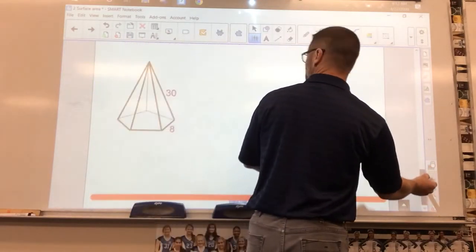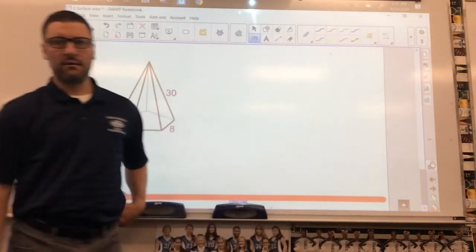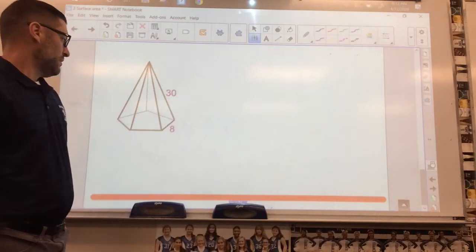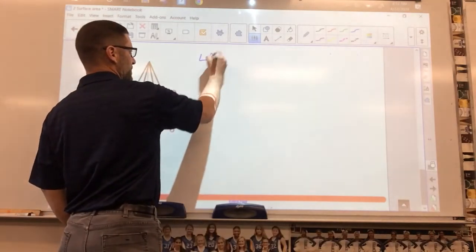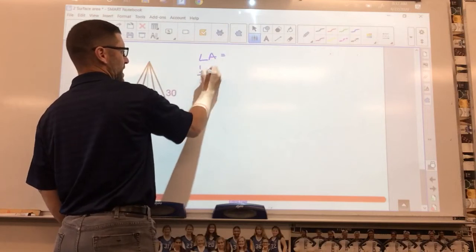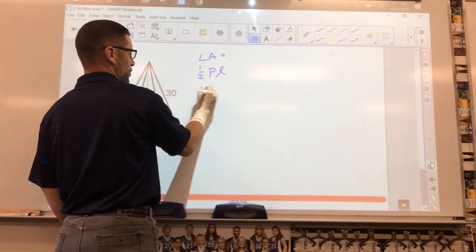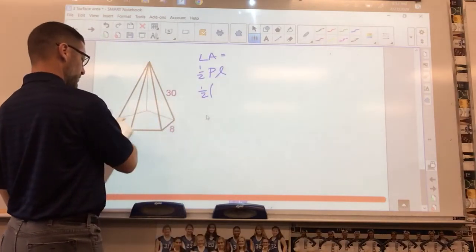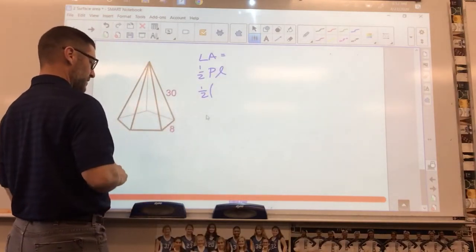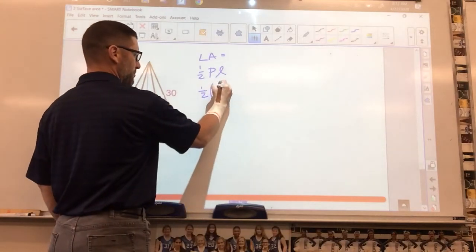All right, last problem here. Last problem, hexagonal one. Okay, or a pentagonal one. So let's find the lateral area first. Lateral area is 1/2 PL, 1/2 the perimeter of the base, 8 times 5. There's 5 sides of 8, so the perimeter of the base is 40.